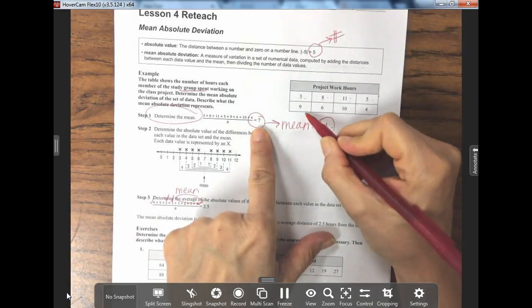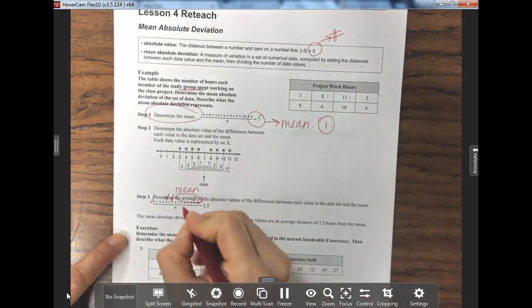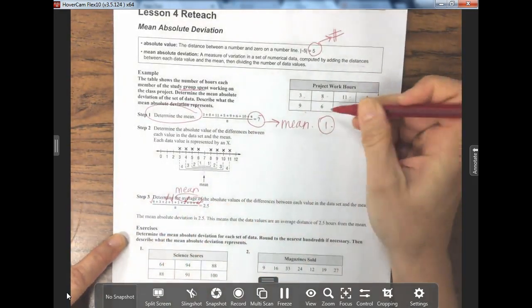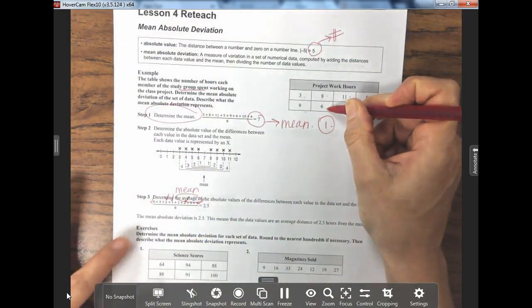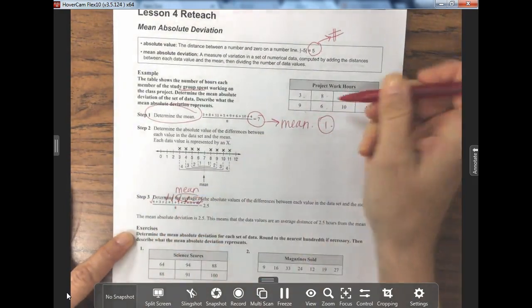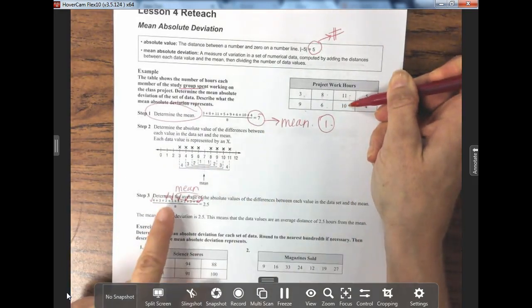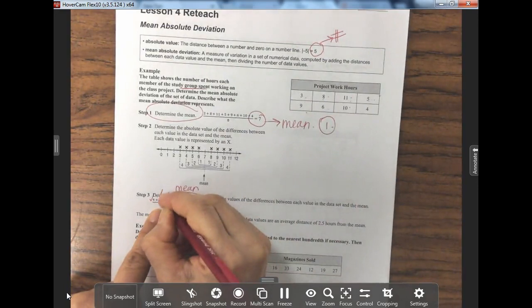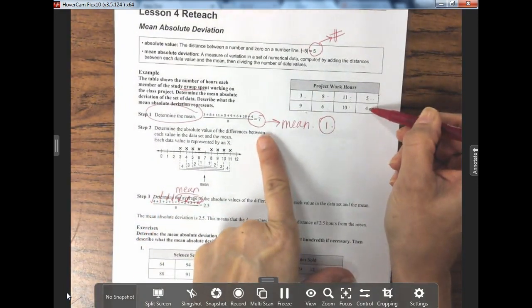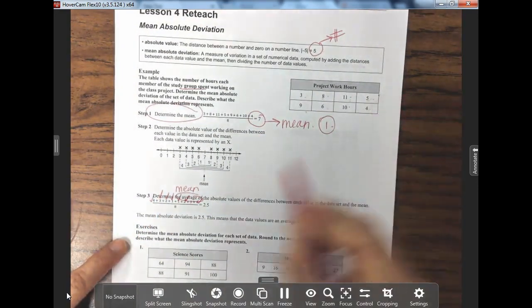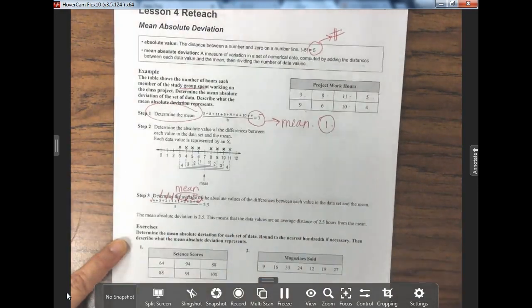7 minus 9, and we get 2 again after we take our absolute value. 7 minus 6, which gives us 1, absolute value is still going to give us 1. 7 minus 10, which we get negative 3, but we take the absolute value of that and we get 3 again. And then our last number we have 4, we have 7 minus 4, which gives us 3, and the absolute value is 3.